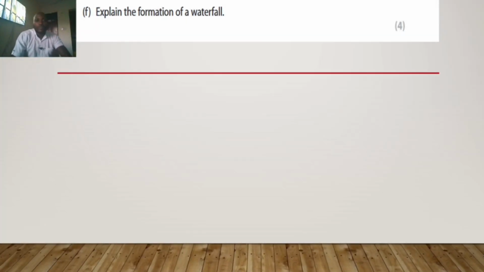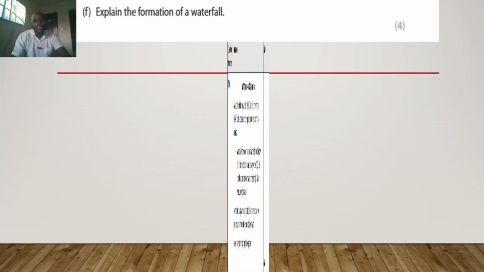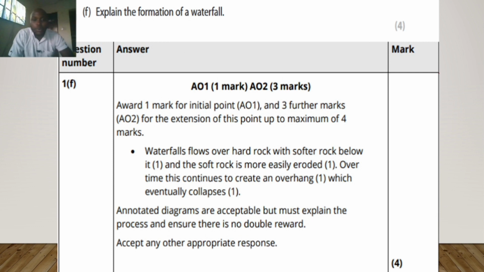And then you go to the next question, explain the formation of a waterfall. That's clear. I've explained that. A waterfall forms where hard rock lies over softer rock, and the soft rock is more easily eroded. Over time, this continues to create an overhang, which eventually collapses. In case you want to go further and explain, as time goes, it retreats, forming a steep-sided flat bed area called a gorge. It's fine. That will be explaining the formation of a gorge.